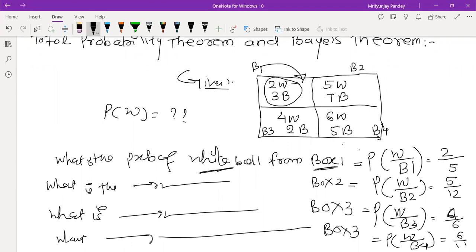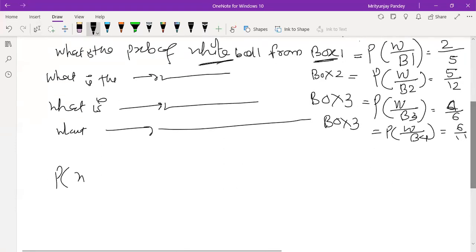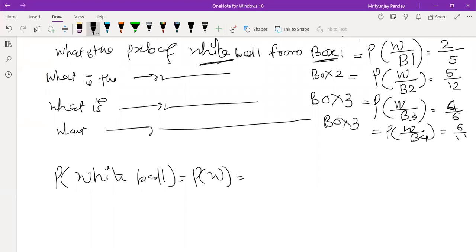But the first white ball came from B1, the second white ball came from B2, the third from B3, and the fourth from B4. So what is the probability of the total white ball? The question is, what is the probability of a white ball, P of W. This is the total. So common sense, we will add all of them. The total is nothing but the addition of the probability of a white ball from box 1 as well as box 2, box 3 and box 4.